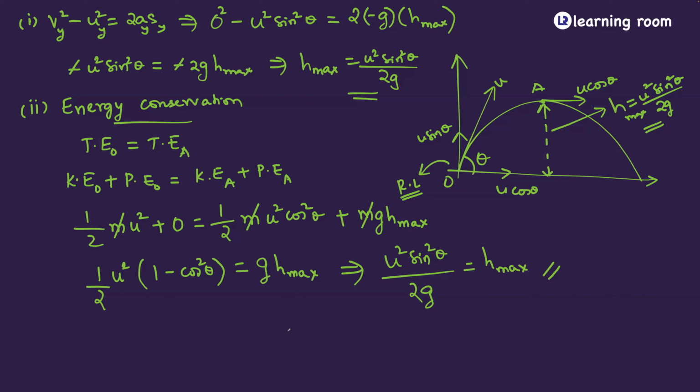Now the derivation. Elastic collision, what is the final velocity? Derivation of the final velocities, with M1 plus M2.